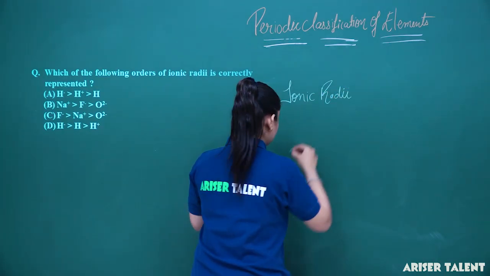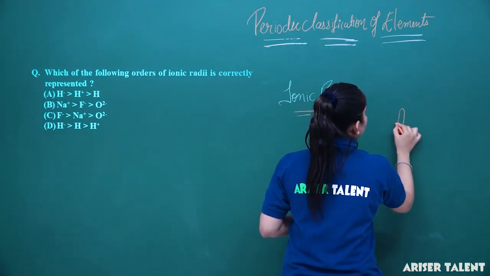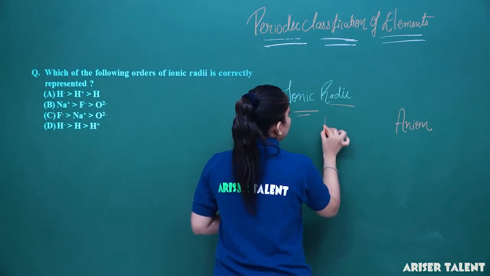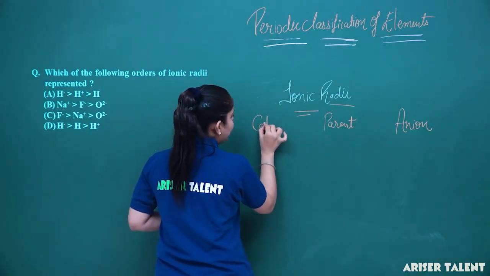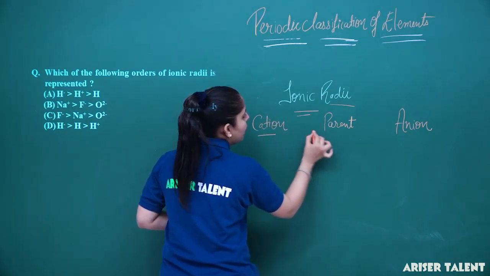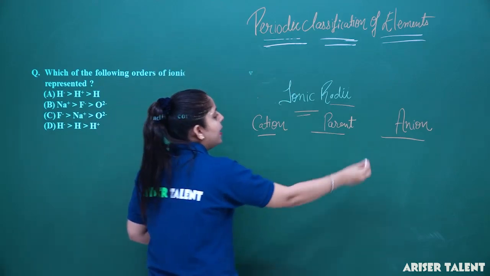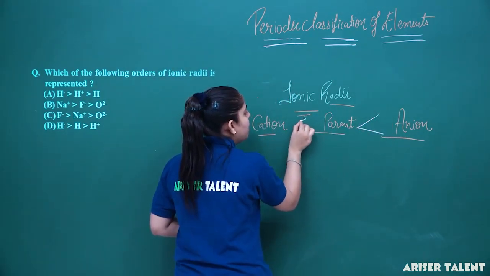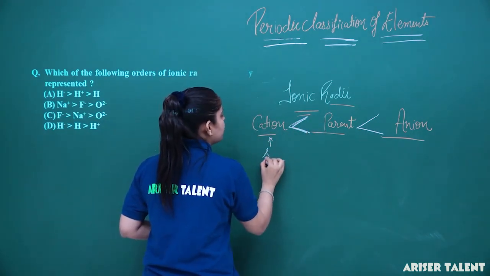We know that anion will have the largest ionic radii. Anion will be largest, then in the middle we have the parent atom, and then here will be the cation, which has the smallest size as compared to the parent atom. Now, what will be the order here? Anion will be the largest in size as compared to the parent atom, and parent atom will be greater than cation, because cations are the smallest.